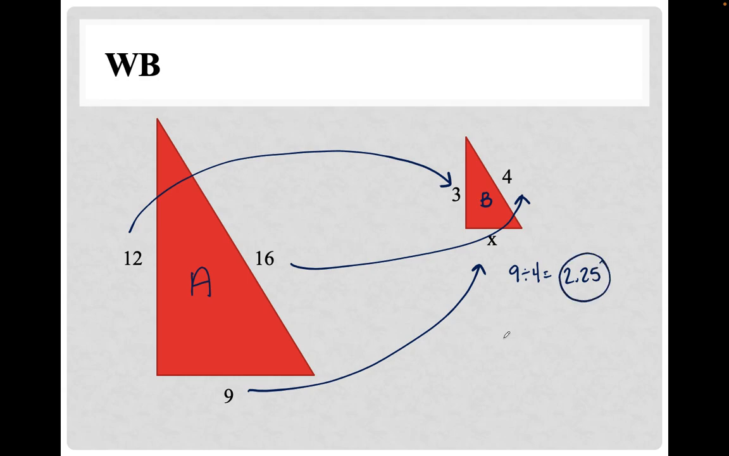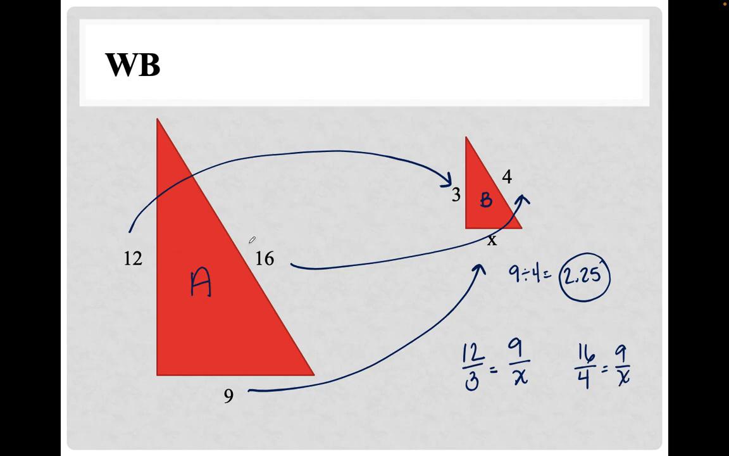Or you can use a proportion, choosing 12 and 3 or 16 and 4 as your ratio to compare 9 and x with. So you could do 12 over 3 equals 9 over x, or 16 over 4 equals 9 over x.